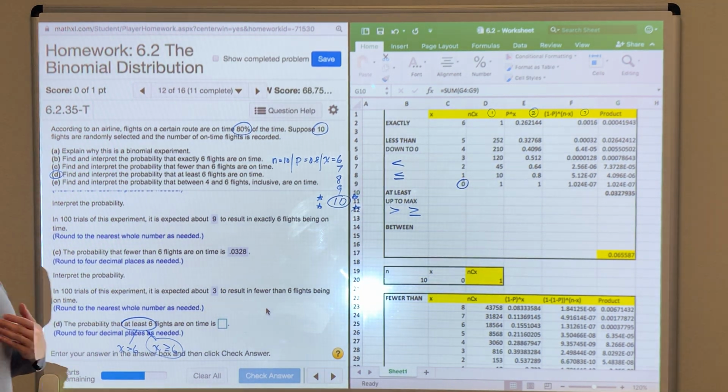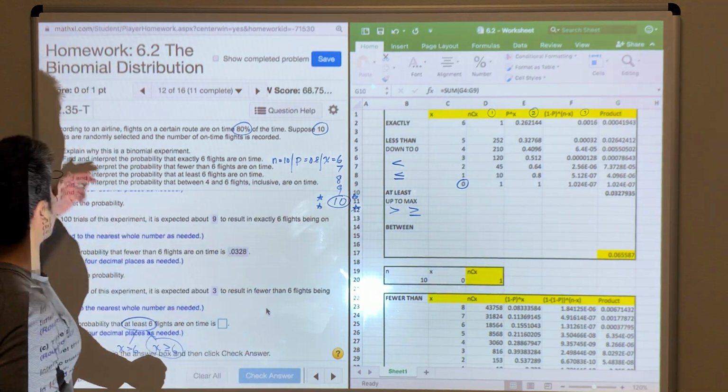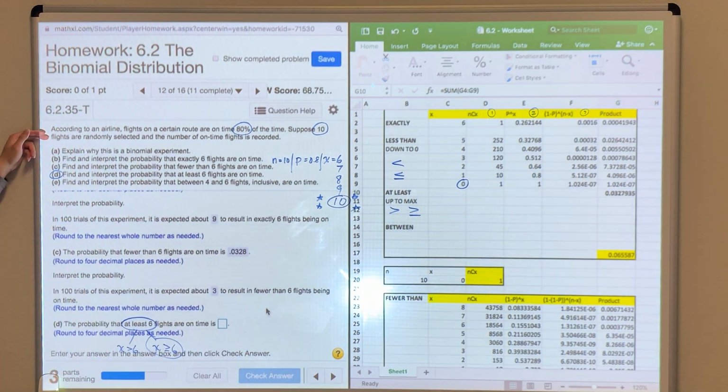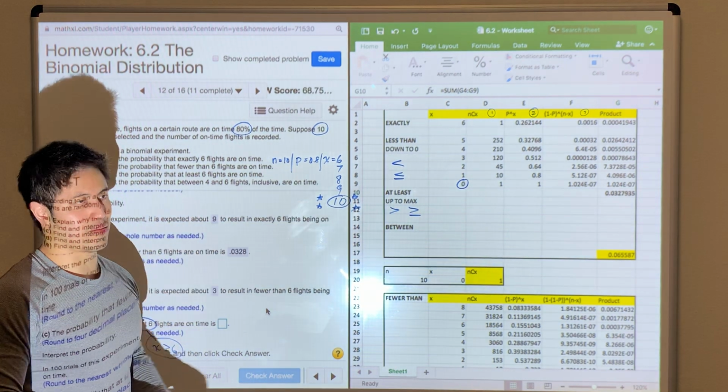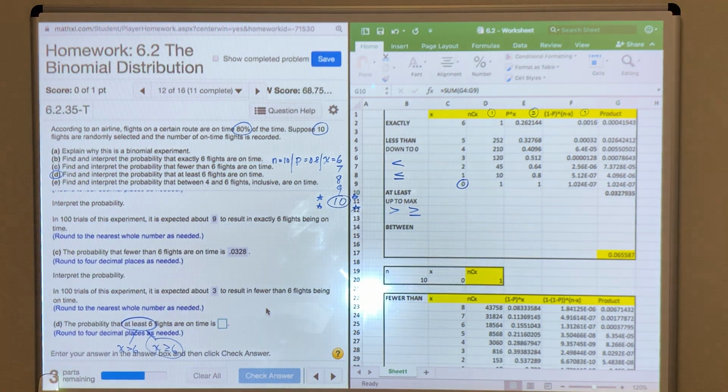So for me, I stop at 10 because if I have 10 flights in my trials, I can't have 11 that are on time. The max I can have is all 10 being on time. So be aware of that, okay? So with that said, let's go take a look and do this at least part, okay? All right, so I'm gonna clean things up here and let's take a look.